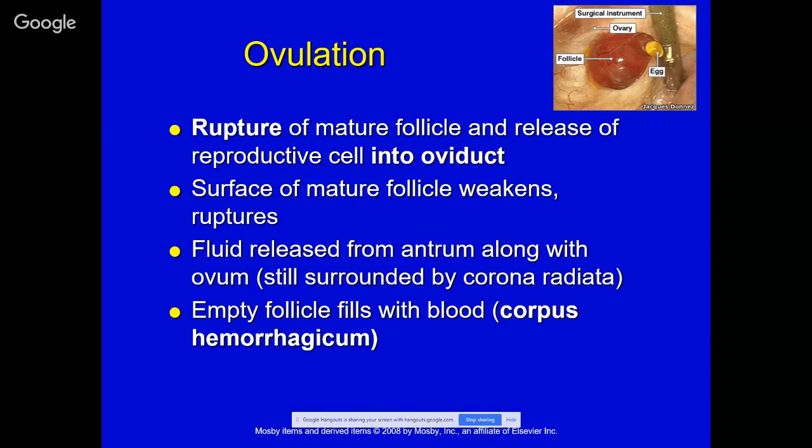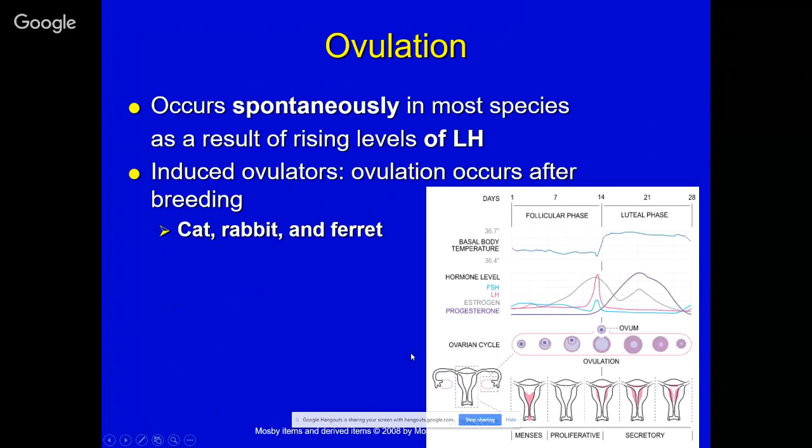All right, so with ovulation, this is actually seeing an egg ovulate from a follicle. Here's the ovary, here's an enlarged follicle, here's the surgical instrument, and here's the egg coming out. Ovulation is the actual rupture of that mature follicle and the release of the reproductive cell into the oviduct. The surface of the mature follicle will weaken and rupture. Fluid is released from the antrum along with the ovum, and it's still surrounded by that corona radiata. Look at that beautiful golden crown. And the empty follicle fills with blood, and that's called the corpus hemorrhagicum.